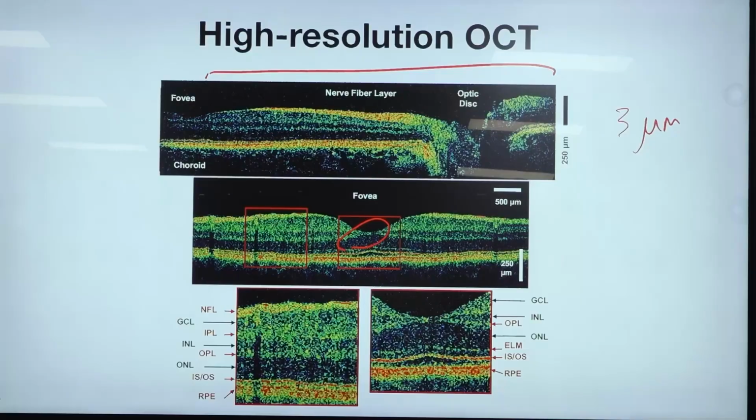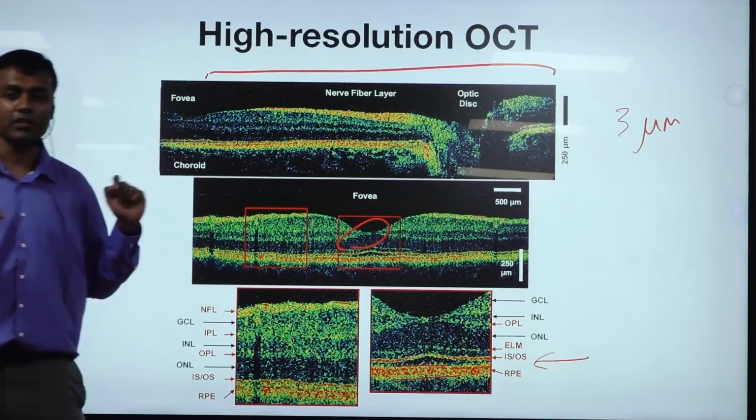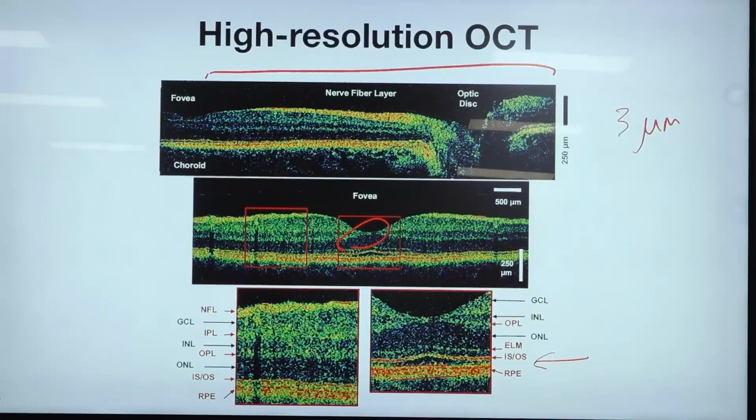You can even see finer details. Some of the other layers of the eye, which were previously blurred, you can now see in much more fine detail with higher resolution. If this is important for diagnosing a particular disease, then you can use this high resolution version of OCT to get much better data.